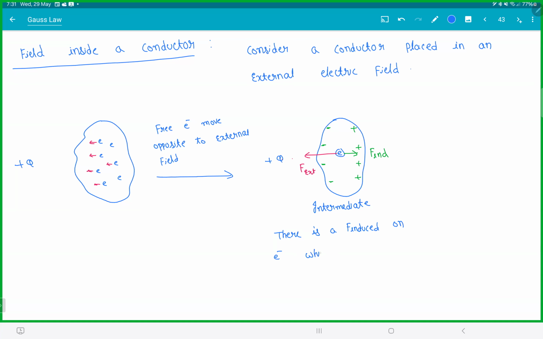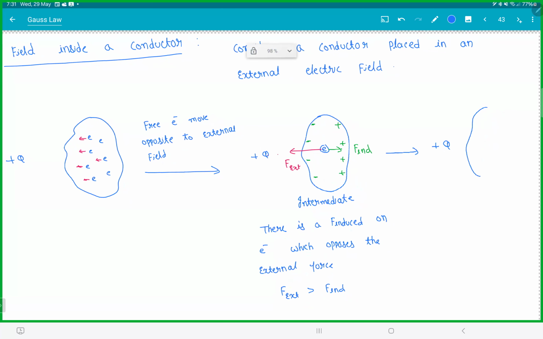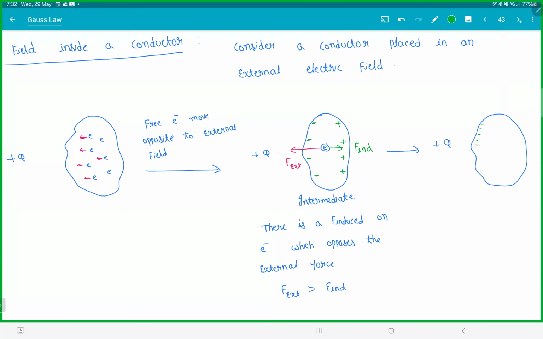Right, which opposes the external force. But that F external is still stronger than F induced. So more and more and more charges will keep going. At one point, you will reach such a stage. This thing gets induced a lot of charge here, minus Q, and you reach the steady state. So even in charge distributions, there's a steady state, but it just takes a nanosecond, so it gets there pretty fast.